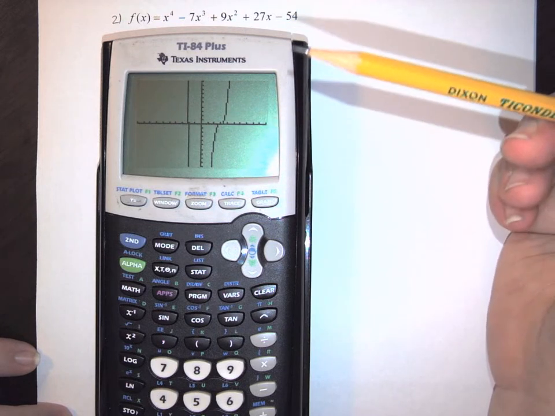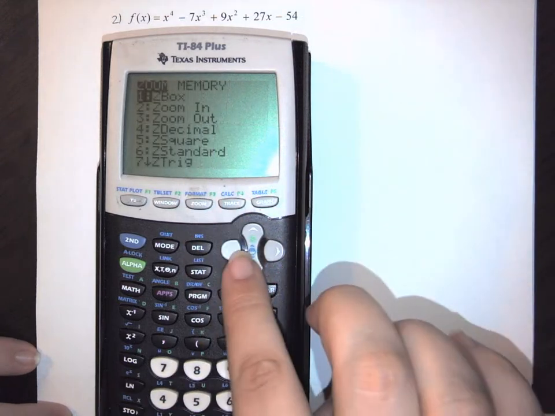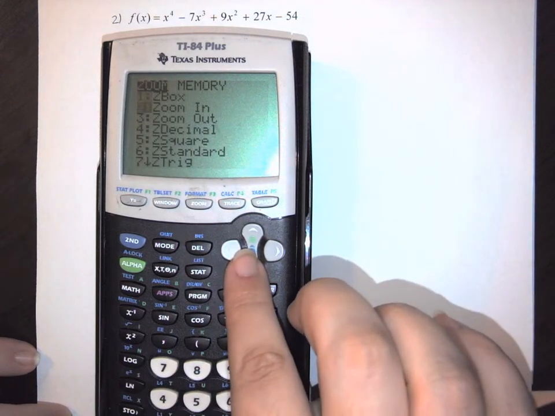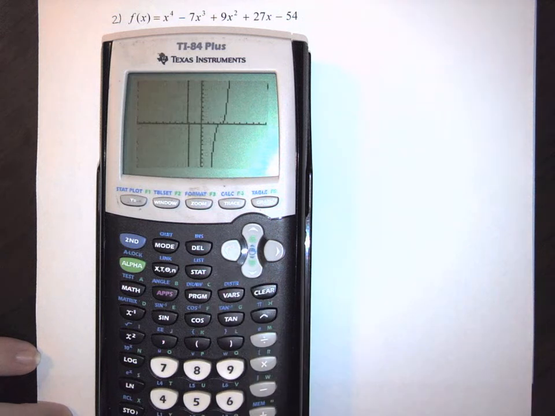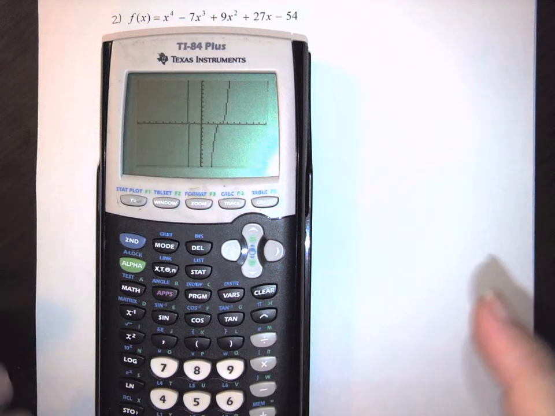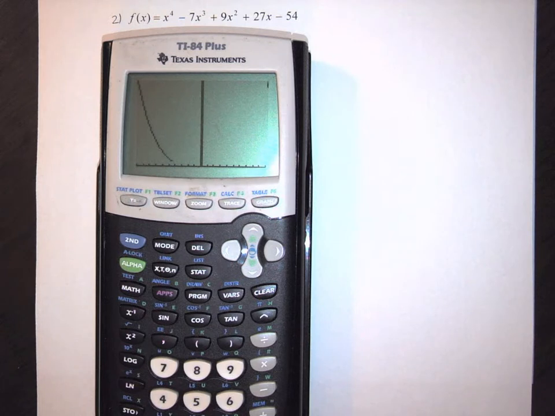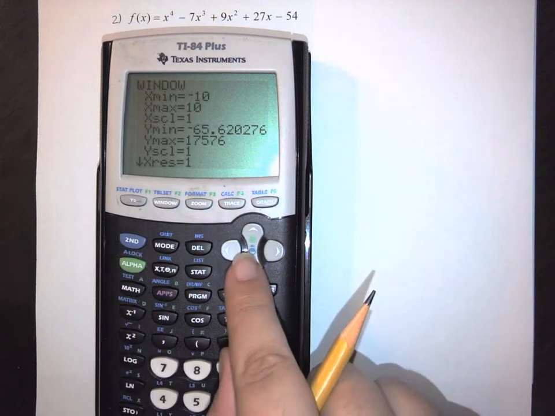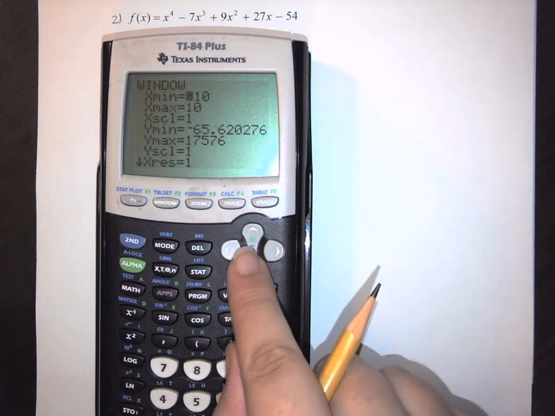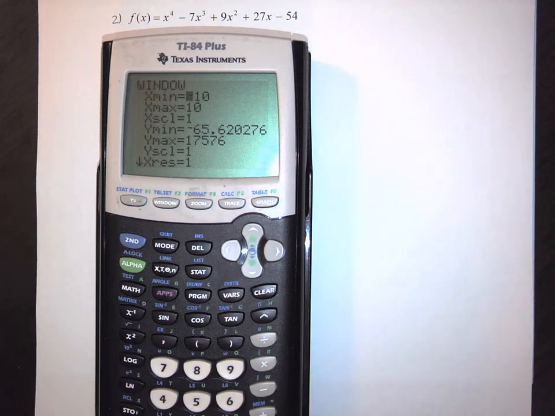So there's a couple things you can do. First, if you want to see what it really looks like, you can come all the way down here to what's called zoom fit. When you do zoom fit, what that does is it's going to pull your graph way back in order to show you the actual graph all totally on your screen. Well, that's not going to be very helpful. So let's go into the window and let's go ahead and shrink things in a little bit.